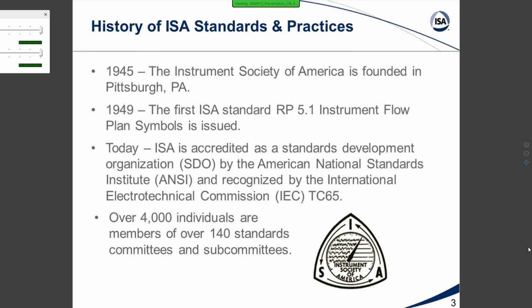So ISA and ISA standards. Standards was one of the important parts of ISA from the very beginning. ISA was founded right after World War II. There was a lot of innovation in simulation and control technology that was done in World War II, but a lot of things couldn't be published because there was a lot of secrecy. There wasn't a lot of scientific sharing or engineering sharing during the war.